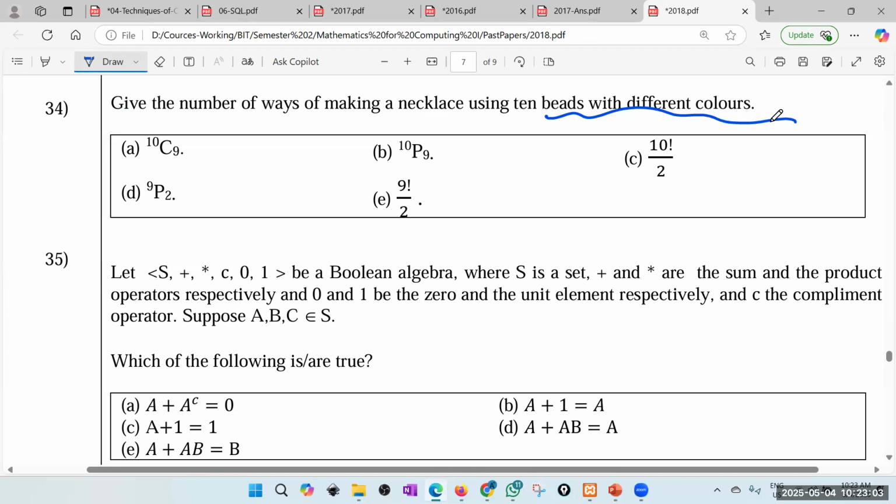And because they are in different colors, that means 10 different colors, definitely these are n distinct elements. Right? N equals 10 distinct. Right? Number of ways of making a necklace. Is it a permutation or combination? Permutation. It's a permutation. What type of permutation?